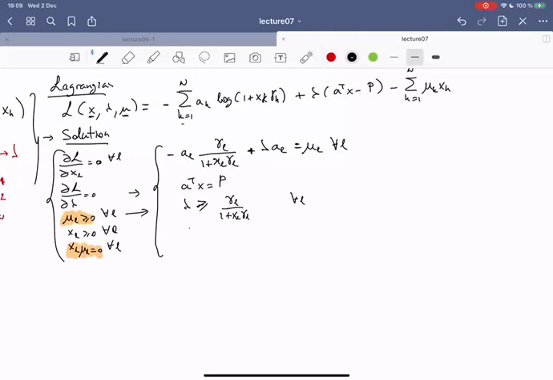Then x_l greater or equal than 0 for all l. And then x_l, and now I plug in mu_l from the first equation: lambda minus gamma_l over 1 plus x_l gamma_l is equal to 0 for all l. And now I've used up this first equation, so I can remove it.